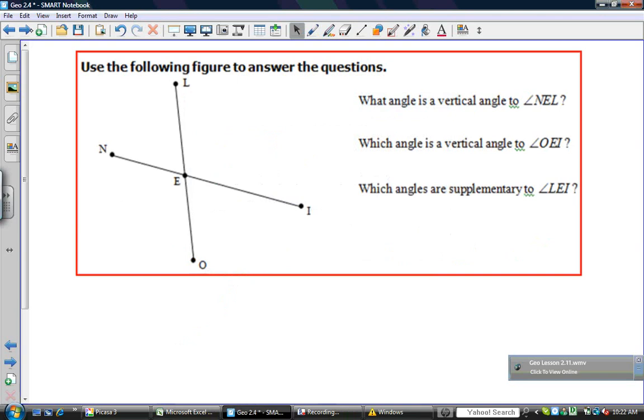Now if we look at this one, the first question says, what is the vertical angle NEL? So let's trace this out. NEL. So if this was angle 1, the vertical would be this one over here, which we could say IEO or OEI. I'm going to go for angle IEO.